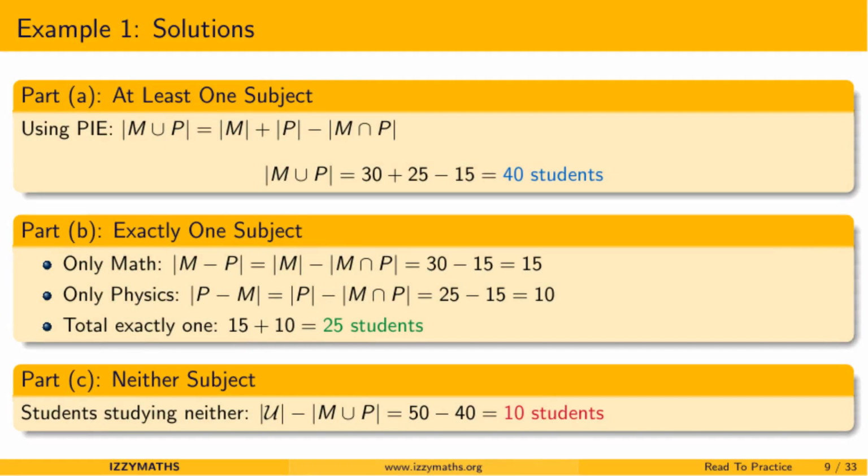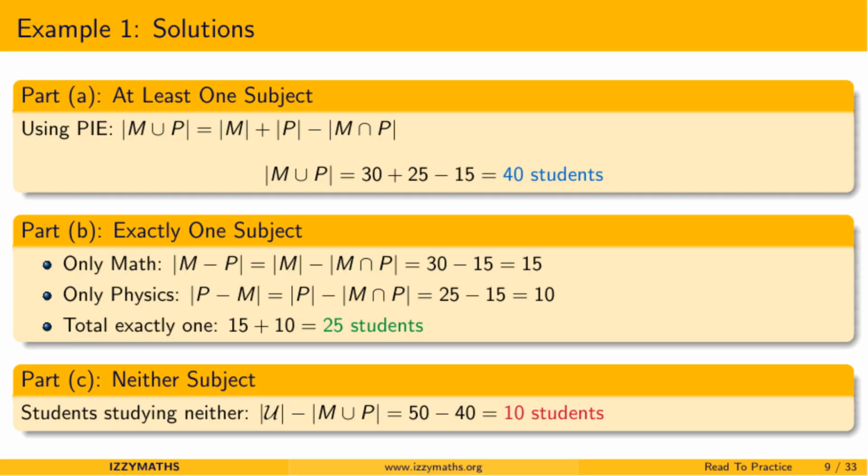Now let's solve each part systematically. For part A, finding students studying at least one subject, we use PIE. The absolute value of M union P equals the absolute value of M plus the absolute value of P minus the absolute value of M intersection P. Substituting our values, 30 plus 25 minus 15 equals 40 students.